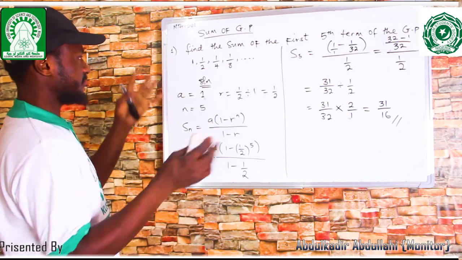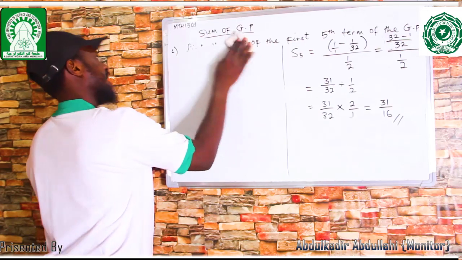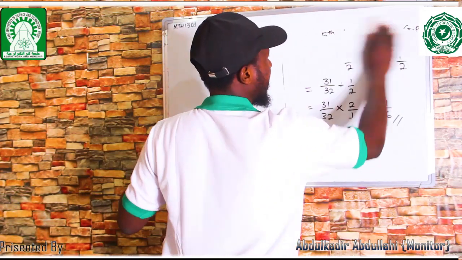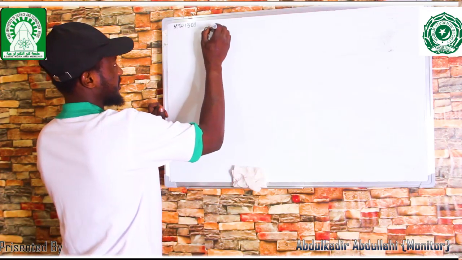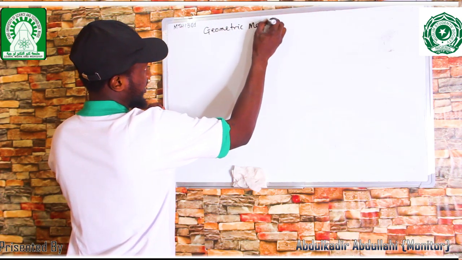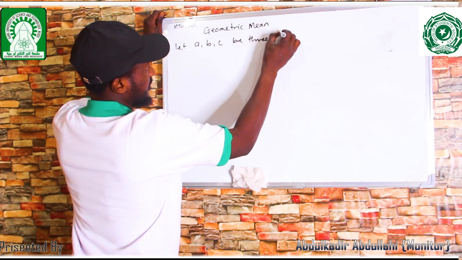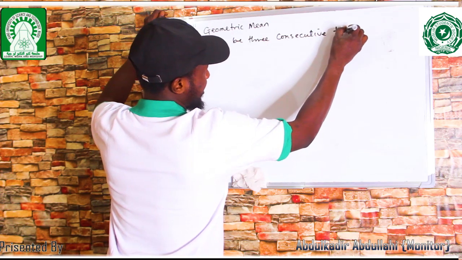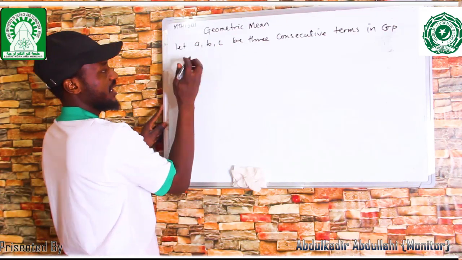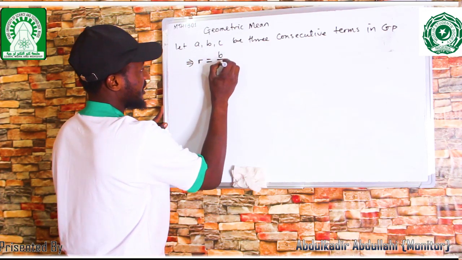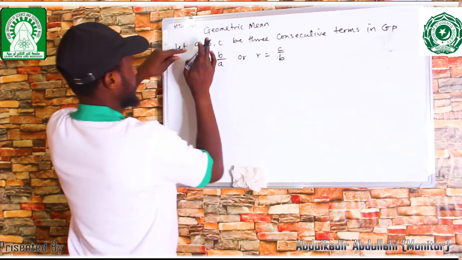Okay? Now the next thing, let's see the geometric mean. If you can recall, arithmetic progression also has an arithmetic mean. So also, geometric progression has its own geometric mean. Now geometric mean. Let A, B, C be 3 consecutive terms in GP. Assuming these A, B, C are 3 consecutive terms in GP, it shows that the common ratio R is equal to B over A, or R is equal to C over B, like this.